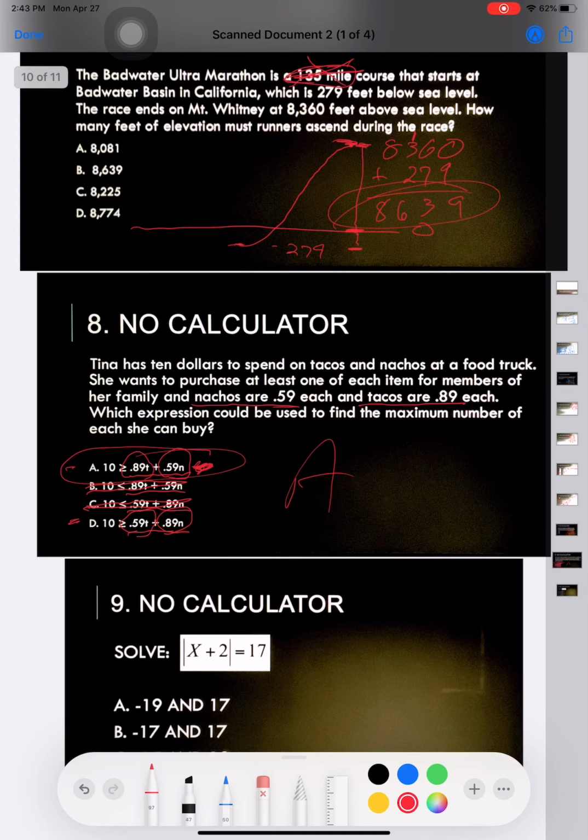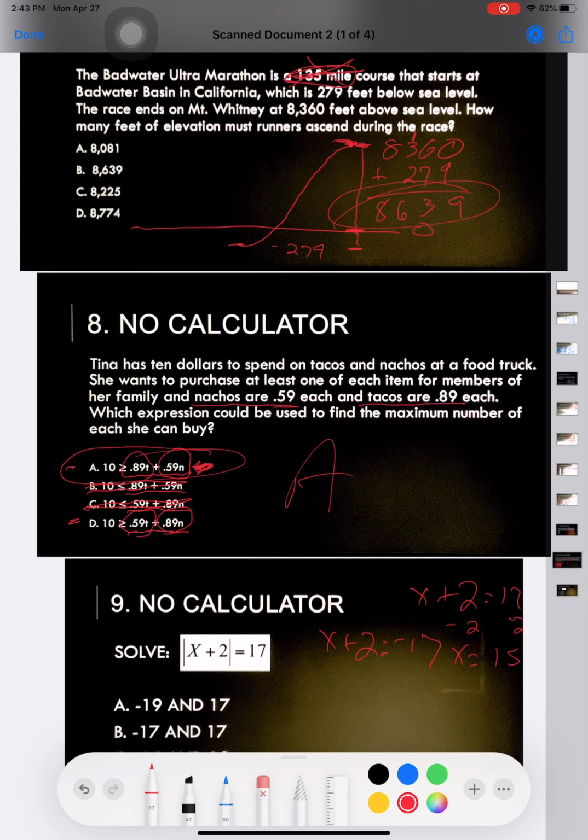And then number 9, last one. We're solving the absolute value of x plus 2. What that really means is we have two problems, because the absolute value means that positive 17 could equal that or negative 17. So really what you have to do is you have to say x plus 2 is 17, or x plus 2 is negative 17. So if x plus 2 is 17, you'll subtract 2, subtract 2. So x is equal to 17 minus 2, which will be 15.